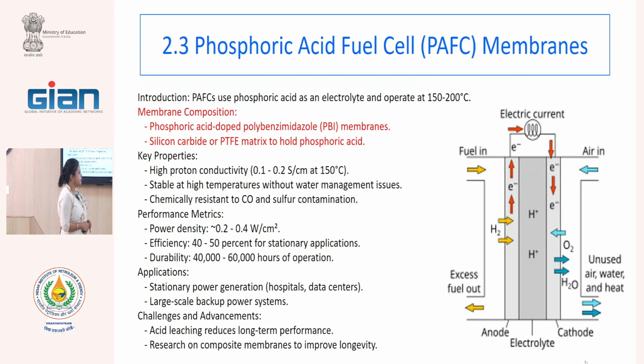Let us talk a little about the phosphoric acid fuel cell. It has a very good application in heavy duty vehicles. In the phosphoric acid fuel cell, basically we have a PBI membrane or silicon carbide membrane, which are held in phosphoric acid. So they are immersed in phosphoric acid, and that's why the name comes from phosphoric acid fuel cell. They also transport H plus.